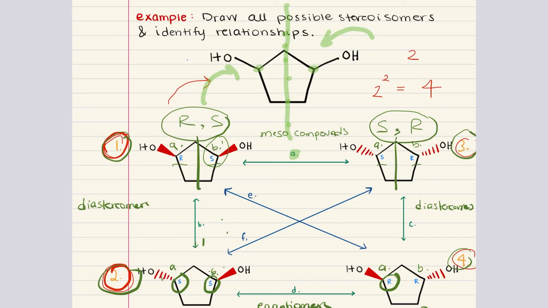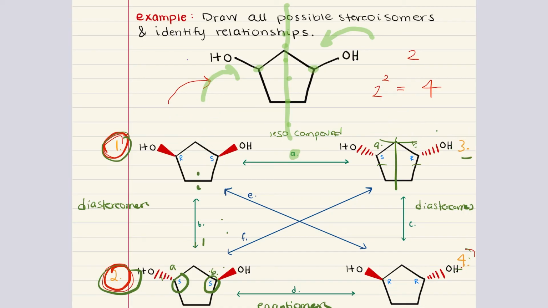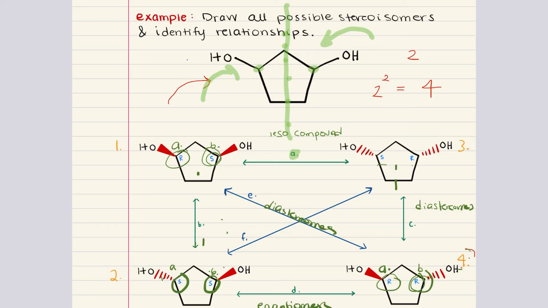Now we have 2 more we need to figure out. We need to compare 1 and 4, and then we need to compare 2 and 3. Let's start with 1 and 4. At chiral center A, 1 has R and 4 has R. And then at chiral center B, one has S and the other has R. So we have one same and one opposite. So these are a pair of diastereomers. Now let's move on to comparing 2 and 3. This is our final pair. At chiral center A, they both have S. And at chiral center B, one has S and one has R. So this is another pair of diastereomers.